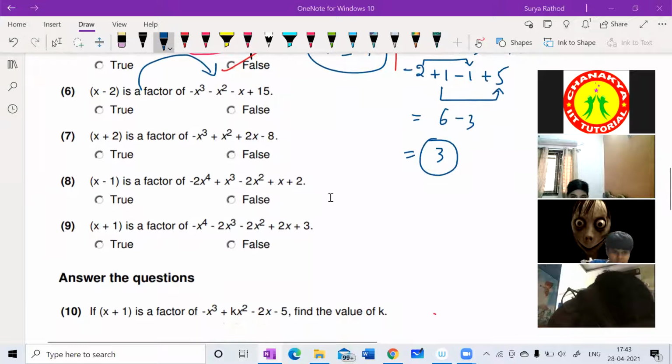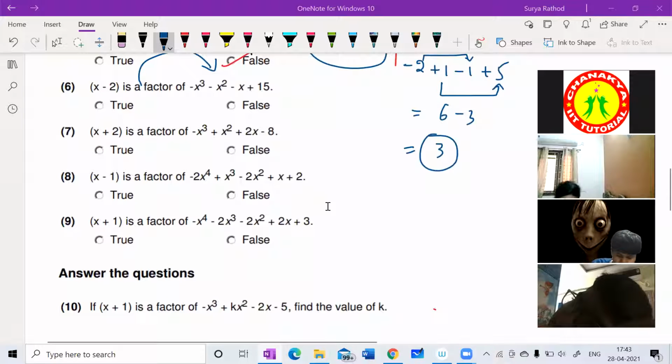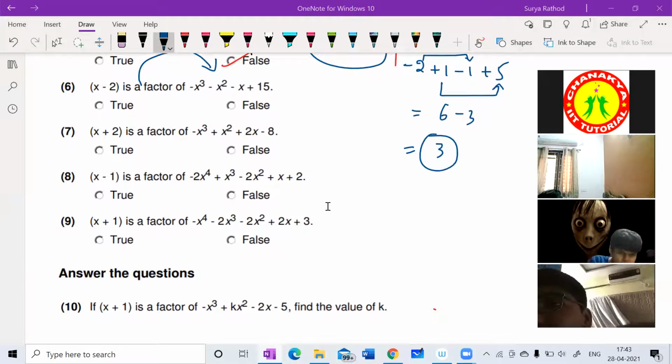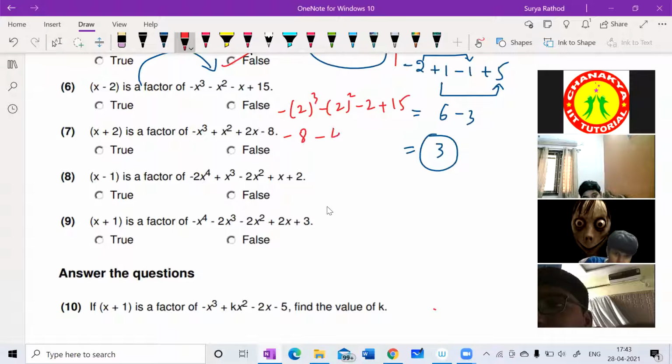Sir, what is the answer of question number 6? Look at this here. x is equal to 2. Substitute 2 over there. Don't take the bracket; let the minus be outside. So what am I going to get here? 2 cube minus 2 square minus 2 plus 15. So minus 8 minus 4 minus 2 plus 15.